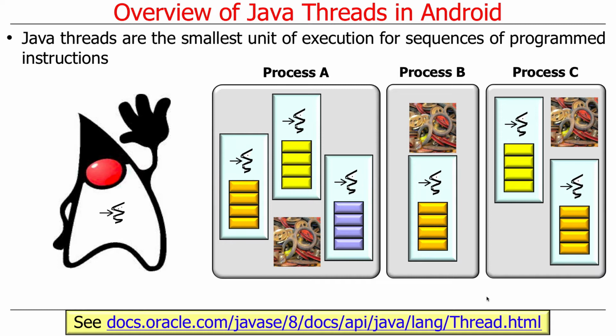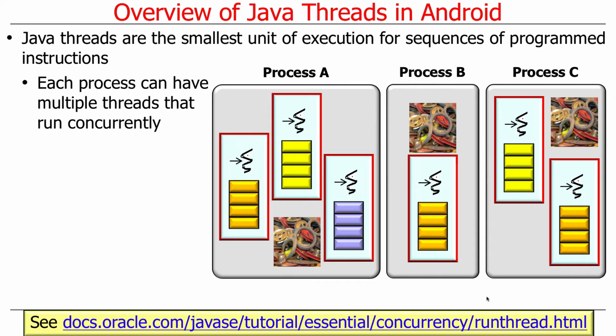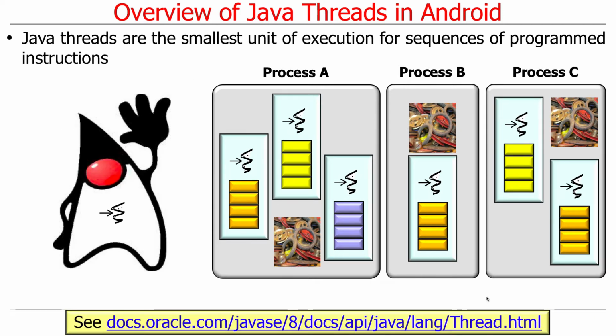So a thread is basically the smallest unit of execution for sequences of programmed instructions. It's basically how you get stuff to run in a process. So this is kind of a big picture view. First of all, that begs the question, what's a process?